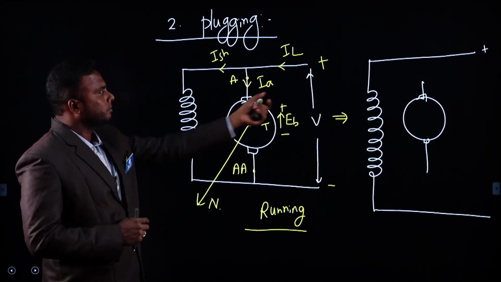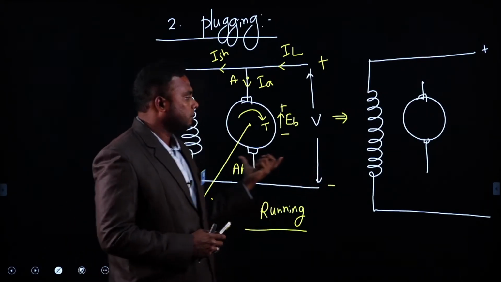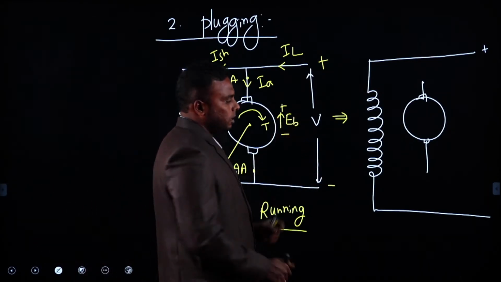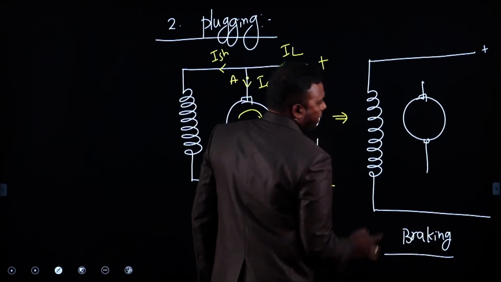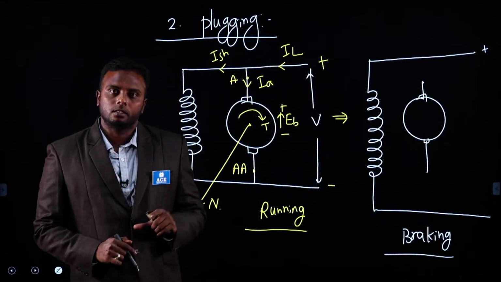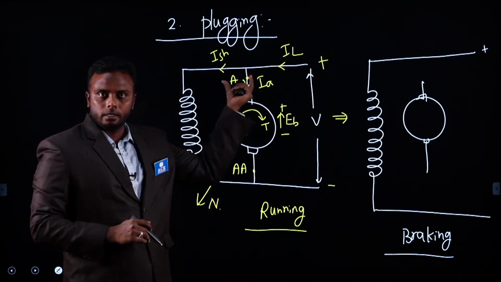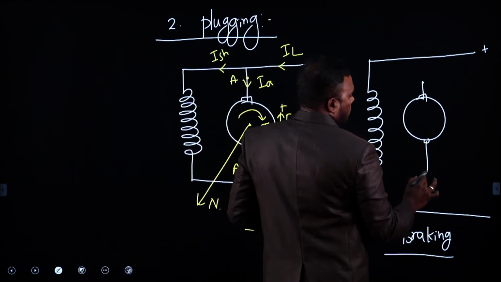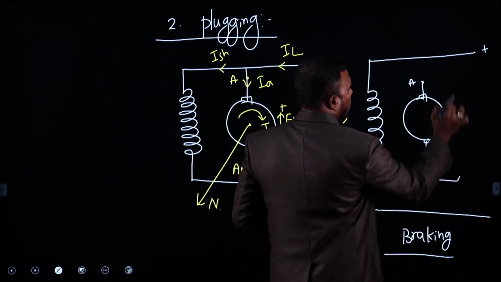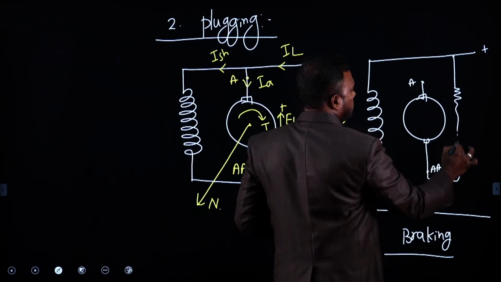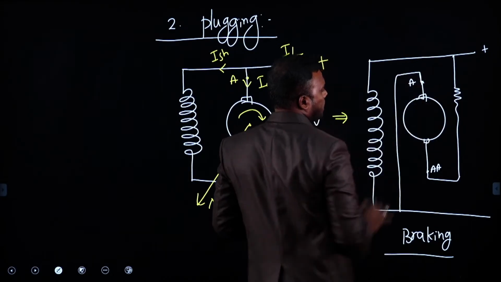Next, in the plugging, considering a shunt motor again under normal running operation. Now during plugging or braking condition, we need to reverse the terminals to the armature from the supply itself. Here if you observe, plus is connected with the armature terminal A, but now we will change this. This is A, this is AA. Now this AA we will connect to the armature plus terminal, the positive terminal, through a resistor here. That resistor is important and it is connected like this.